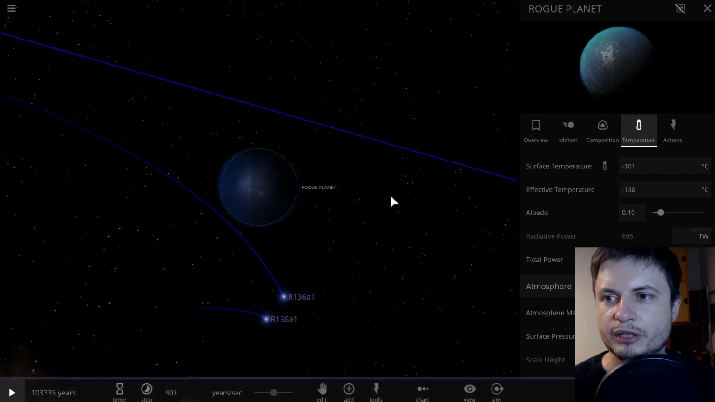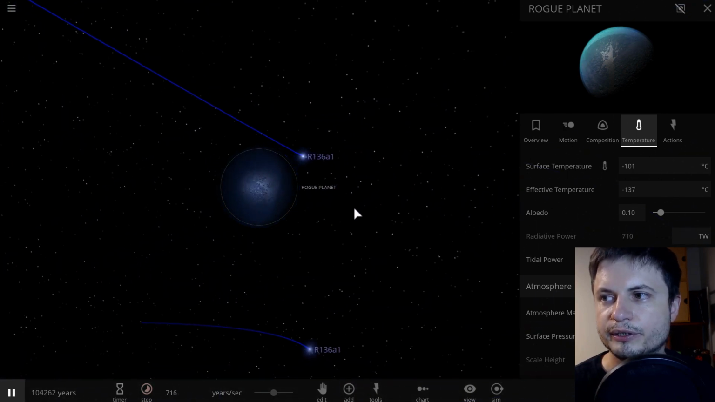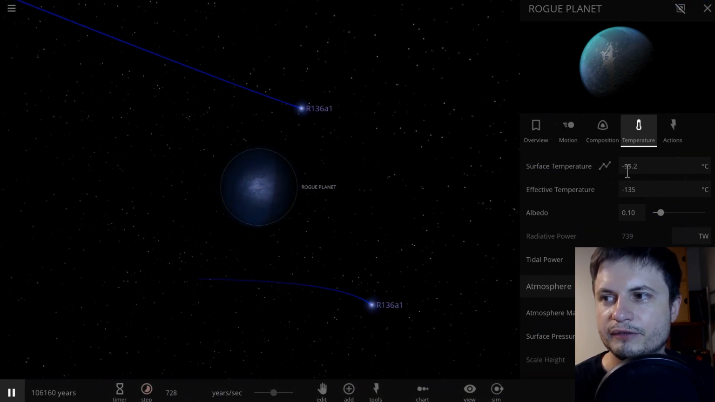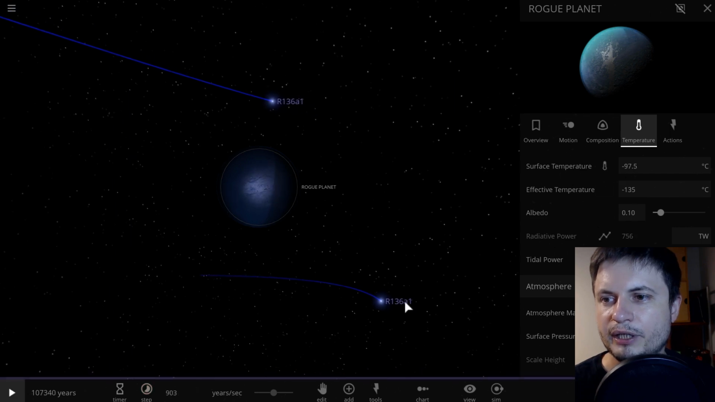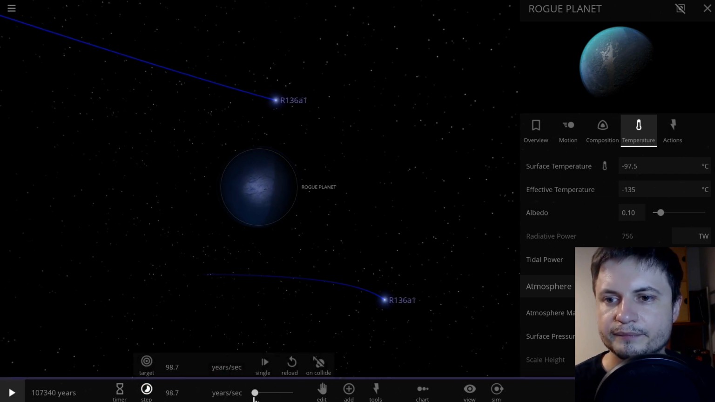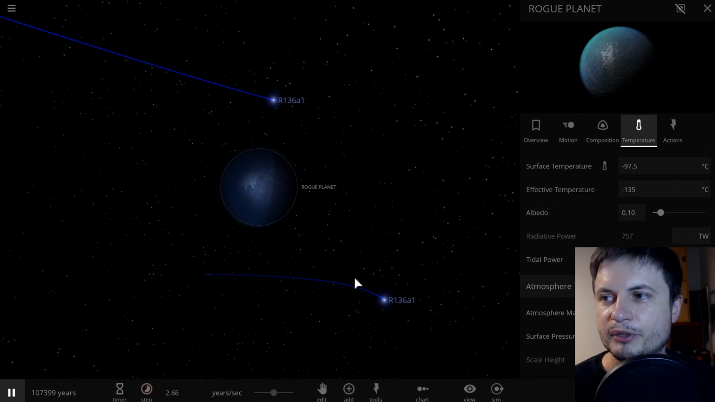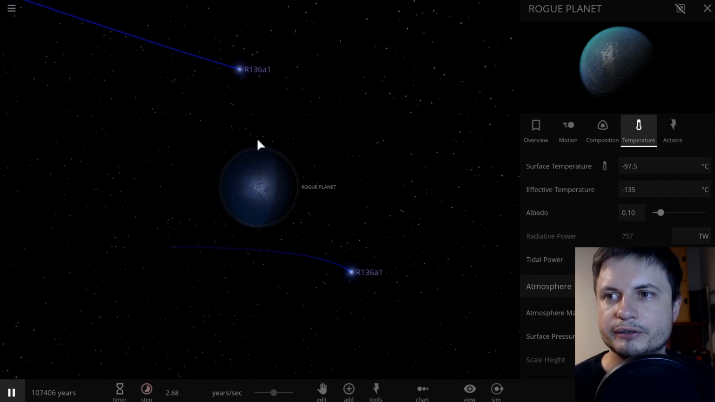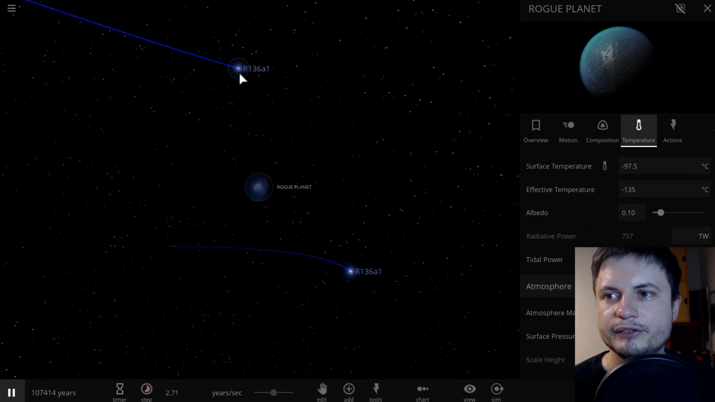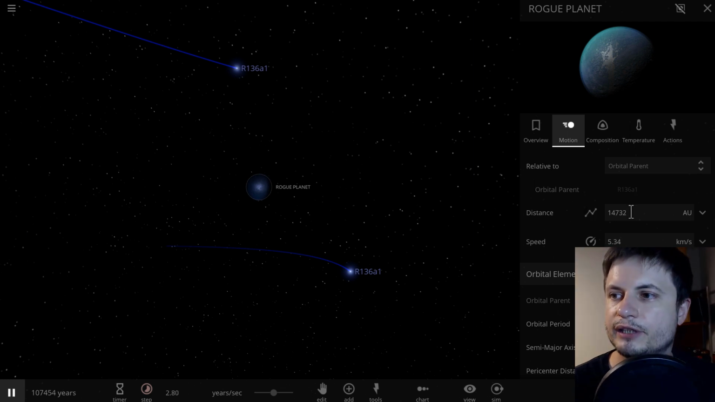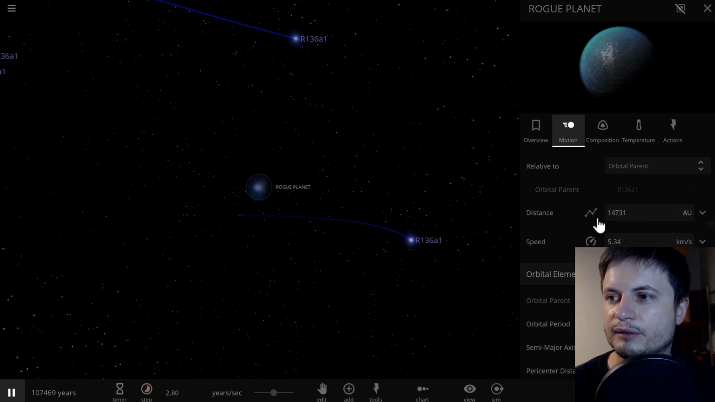All right, so there's actually a star right here somewhere, relatively close to us. And because of that star, the radiative power suddenly went up dramatically. Let's actually maybe slow down time a little bit. And also the temperature dropped by about 30 degrees Celsius. The distance to this particular star, I think we can actually see it right here somewhere. And it's actually right here. It's about 14.7 thousand astronomical units, or about 0.2 light years.